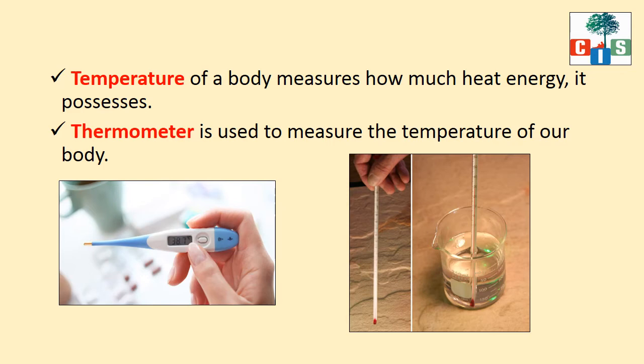So first it is the thermometer which helps us to measure the temperature of our body, or it is also called the digital thermometer. What about the second one? The second is also a thermometer, but it is not used to measure the temperature of our body. It is used to measure the temperature of the water you can see or other things. So, temperature of a body measures how much heat energy it possesses, and which device is used to measure that temperature? It is the thermometer.